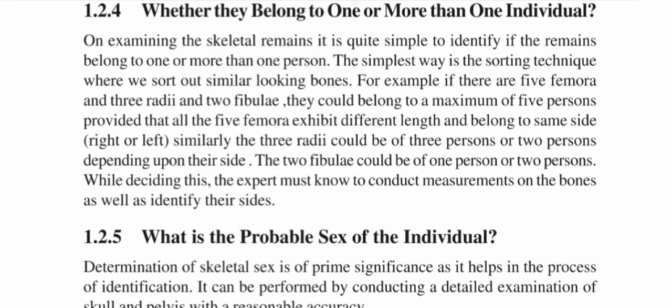Similarly, the 3 radii could be of 3 persons or 2 persons depending upon their side. The 2 fibulae could be of 1 person or 2 persons. While deciding this, the expert must know to conduct measurements on the bones as well as identify their sides.